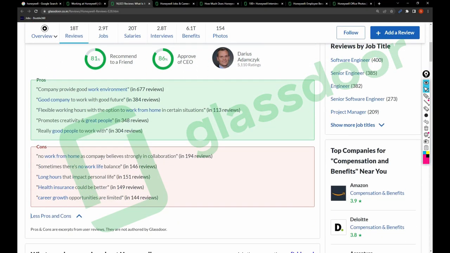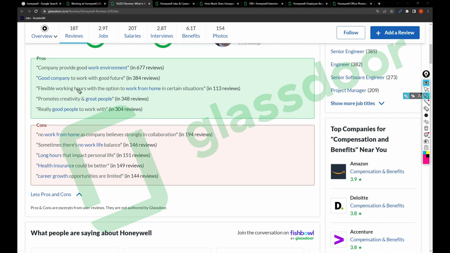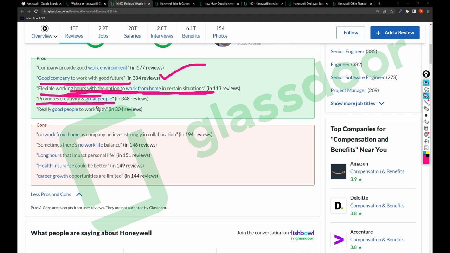Let's talk about the pros and cons of working in Honeywell company. Pros are: it is a good company that provides a good work environment, good future, flexible working hours with the option to work from home in certain situations, promotes creativity, and really good people to work with. So these are the pros of working in this company, friends.